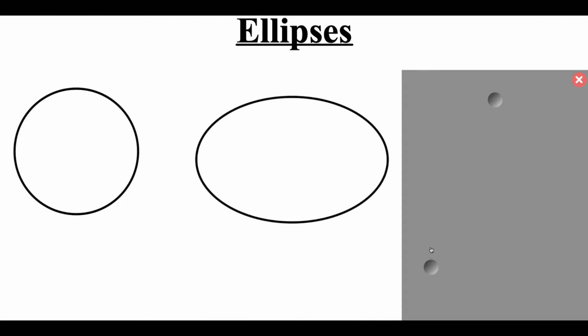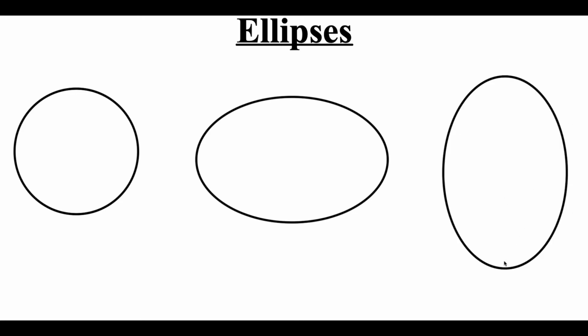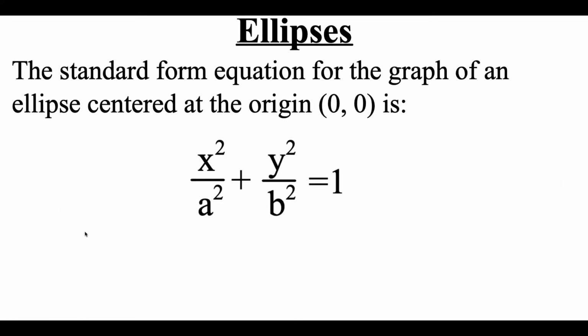So it could be stretched along its horizontal axis to make it wider, or it could be stretched along its vertical axis to make it taller. The standard form equation for the graph of an ellipse centered at the origin is x squared over a squared plus y squared over b squared equals 1. That a value helps you determine how wide your graph is horizontally, and that b value helps you determine how tall your graph is vertically.